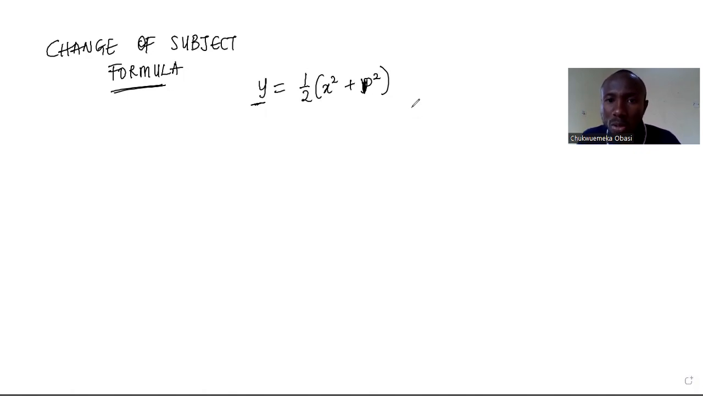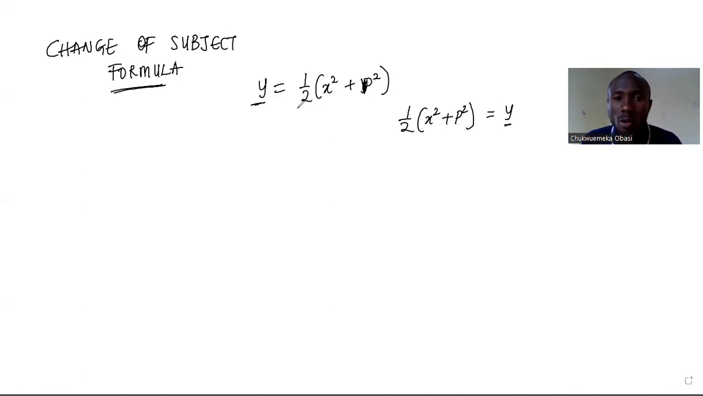Or somehow it could be like this, 1 over 2 into x squared plus p squared equal to y. However it may come, you can see that y here is still the subject of all these combinations of different variables. And if you look at this other case, you can see that y also is the subject of this different combination. So in this case, we can conclude that y is the subject of this formula, or we can say y is the subject of this equation.